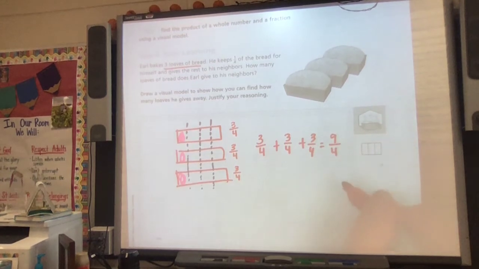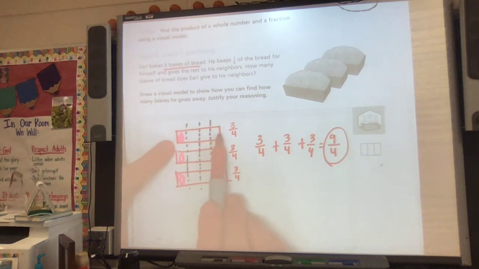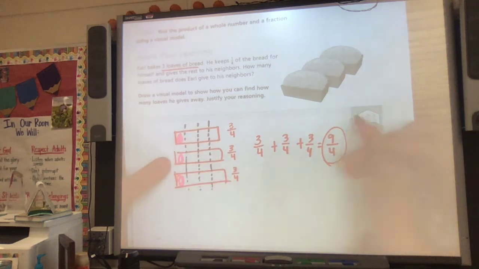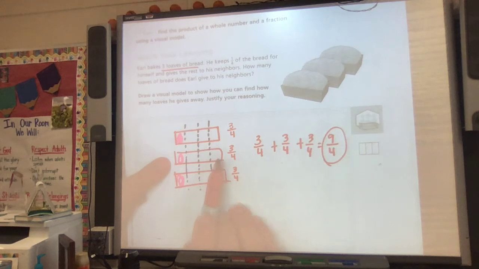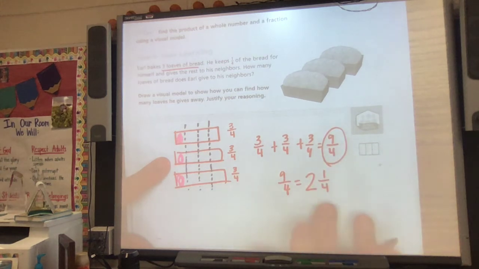Now we talked about this in the last couple of weeks. We call this an improper fraction, so 9/4. We know that 1, 2, 3, 4/4 is a whole loaf of bread. So 4/4 is a whole, and 8/4 would be 2 wholes. So I know that 9/4 is equivalent to 2 wholes with 1/4 left over. You could write it either of those ways.